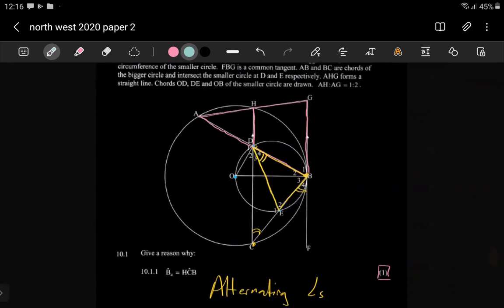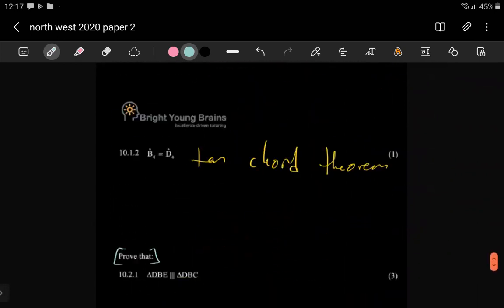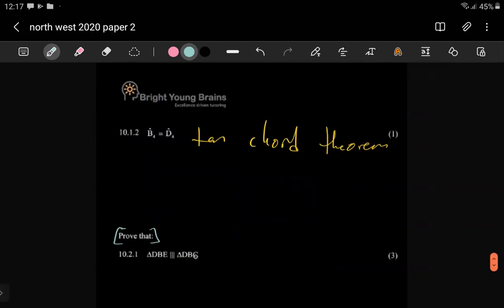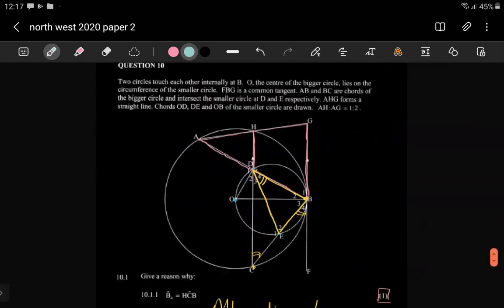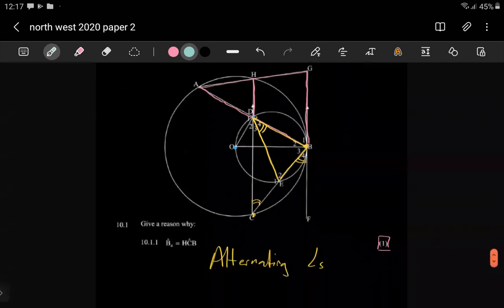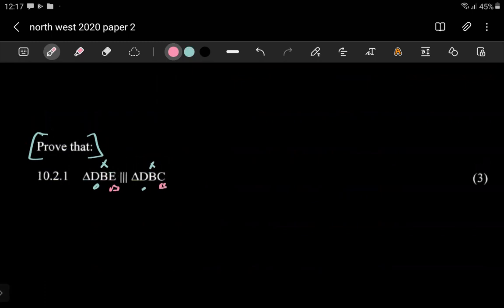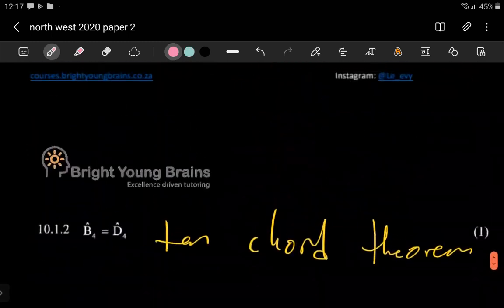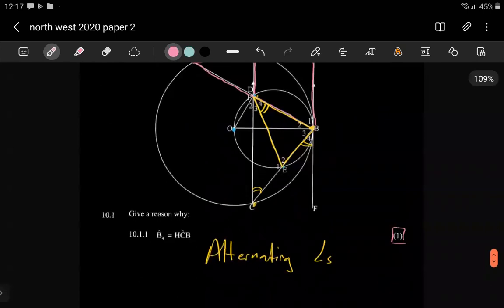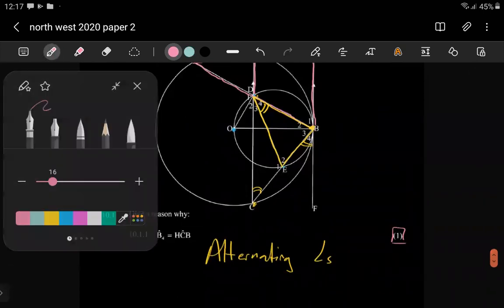Let's see. We should prove that DBE is similar to DBC. Where is DBC? Oh, the big one and the tiny one there. Come on now. With these kinds of questions, they're already giving you hints. You should just prove that this part is equal to that part, this part equal to that part, and this part equal to that part. So just take 2 pairs that are the easiest to prove. And then the third ones, you can just say they're equal because of interior angles of a triangle.